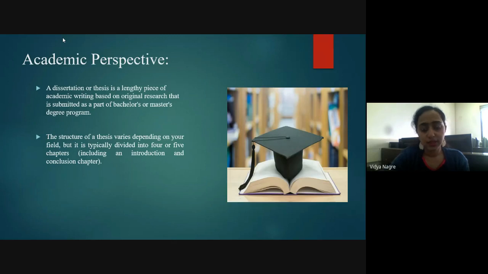So let us first understand the academic perspective behind the PhD thesis altogether. A dissertation or a thesis is a lengthy piece of academic writing based on original research that is submitted as a part of your bachelor's degree, master's degree, or the PhD program, the doctoral program. The structure of a thesis varies depending on your field of study, but it is typically divided into 4 to 5 chapters, tentatively. Not necessarily do you have to stick to this fixed criterion. These chapters do include introduction and concluding chapters also.